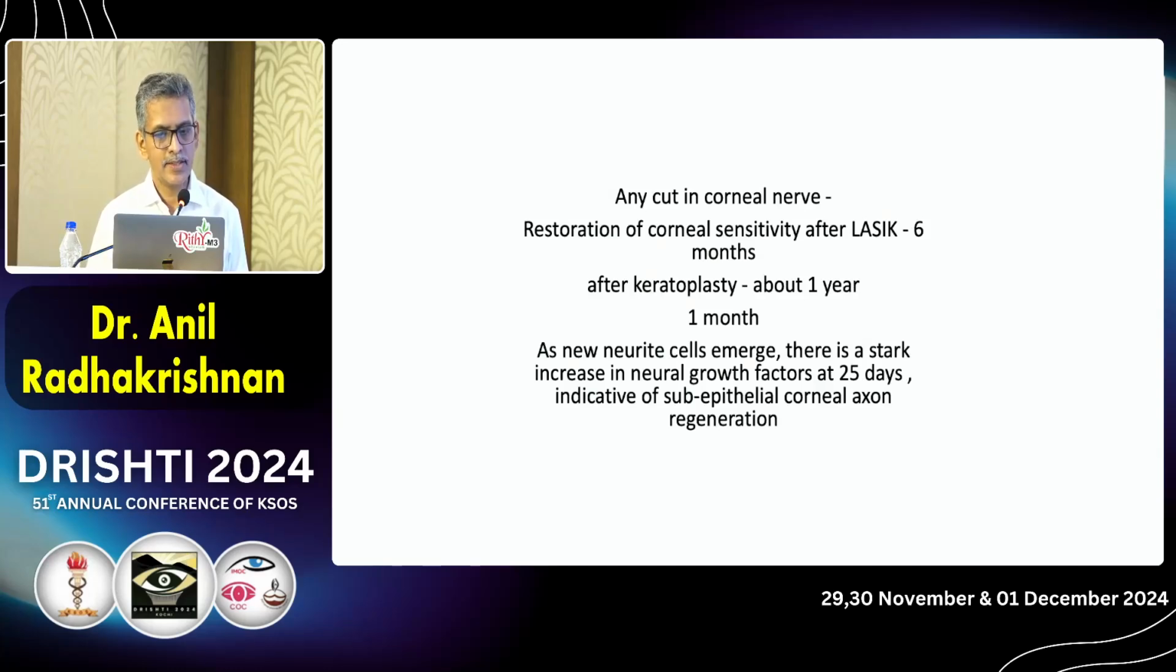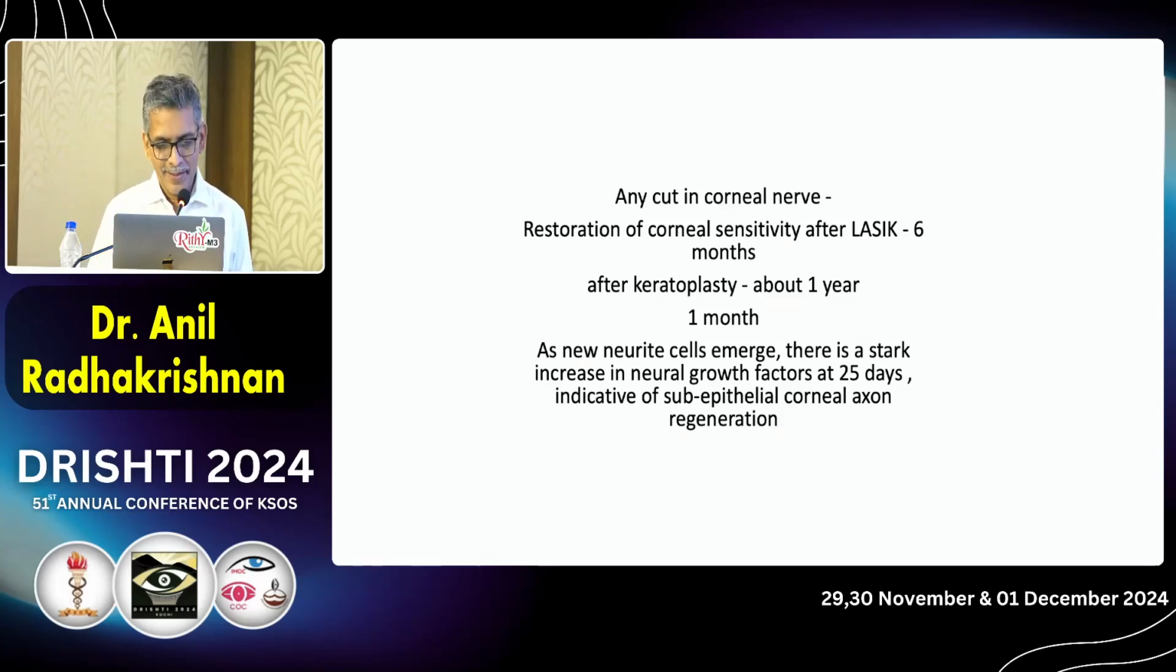As you know, after LASIK it takes almost 6 months for the corneal sensitivity to come back to normal. After keratoplasty, you see an anesthetic cornea for up to 1 year. And in cataract surgery, generally about 1 month you will have dryness. At around 1 month, near about 25 days, you will have these neurite cells.